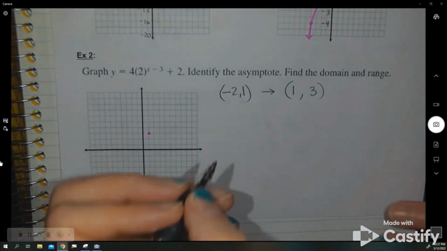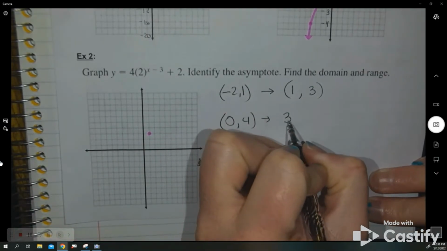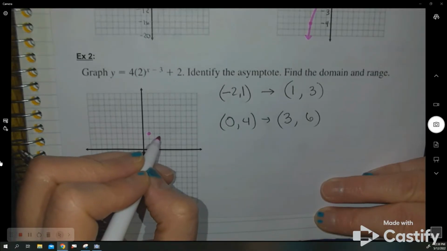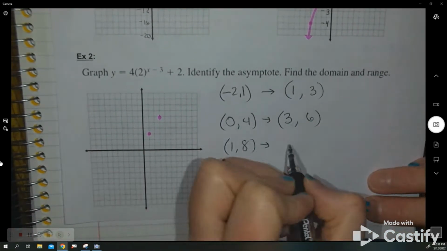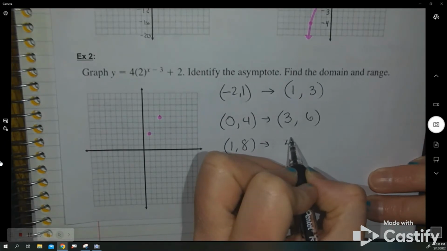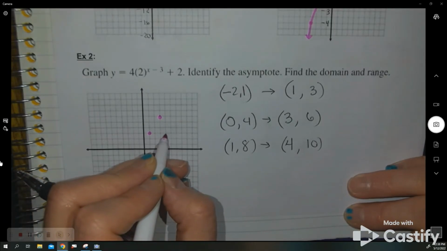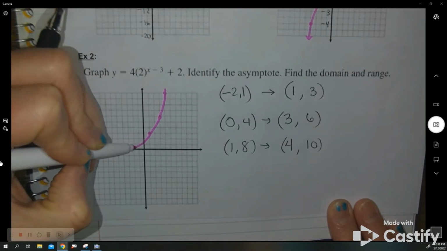There we go. And if I was at 0, 4, 3 spaces right would be 3, and 2 spaces up would be 6. So I have the point 3, 6. So 1, 2, 3, 1, 2, 3, 4, 5, 6. And then if I chose 1, 8, this would become 1 plus 3 is 4, and 8 plus 2 would be 10. So I'd be at 4, 10. And then you connect to make your line.